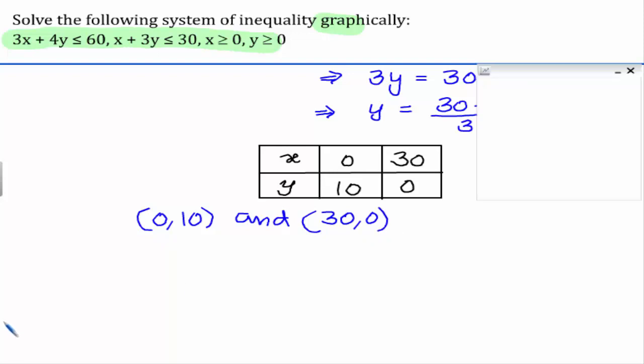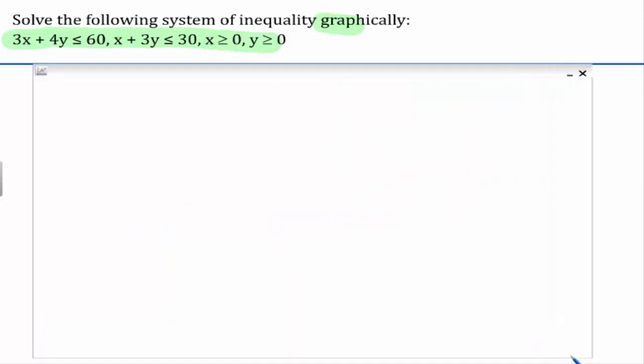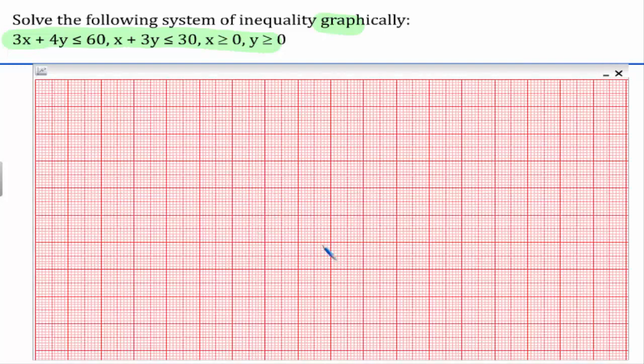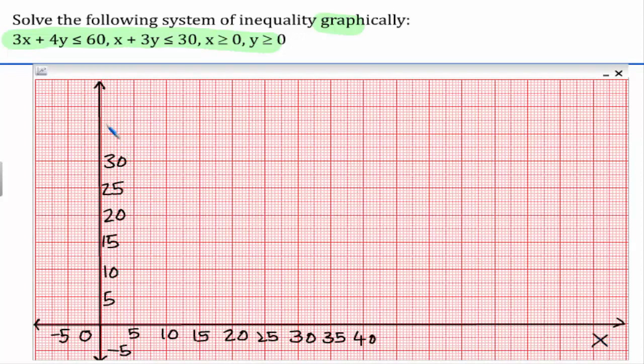Now let us draw the graph using these 2 ordered pairs. As the first two inequalities are suggesting that the whole solution lies in the first quadrant, so we take the second, third, and fourth quadrants as very, very small. Here is the x-axis and y-axis. Now let us draw the solution for these two because they are in the first quadrant.